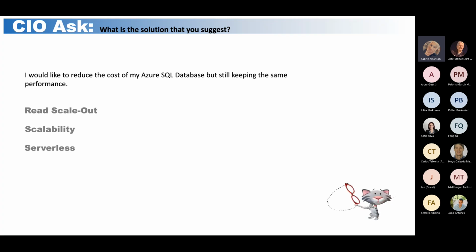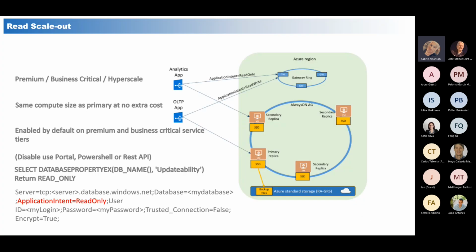Let me start with the first option, the read scale out, which is currently available in multiple service tiers, such as the premium, the business critical and the hyperscale. What we mean by this feature is basically that since you have multiple replicas, as you can see on the graph on the right, for each database that you have in Azure SQL, you have replicas for that database.